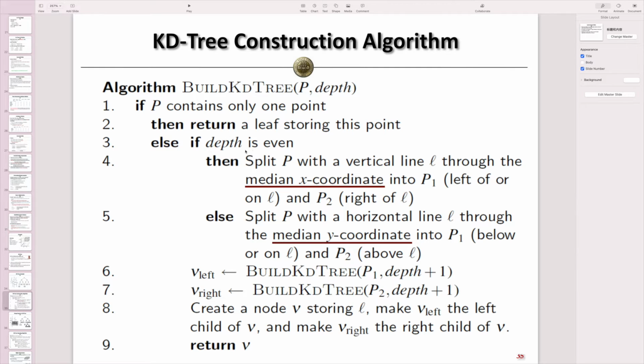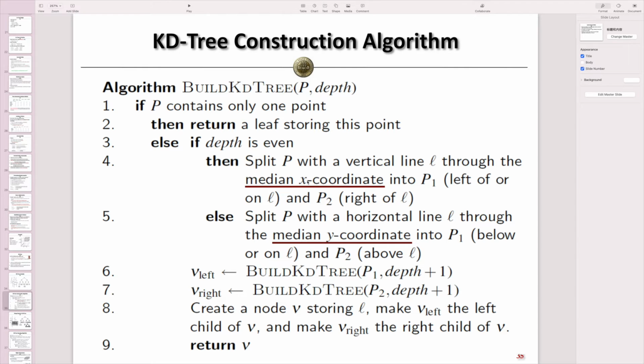Else, if the depth is even, then we can split this space or region according to the x coordinates, and we can draw one vertical line L1 through the median x coordinate into two regions P1 and P2. P1 corresponds to the left region of L1, and P2 denotes the right region of L1. We need to pay attention here. We use the median x coordinate as the splitting criterion. In other words, we can ensure that half of all the data points will be on the left-hand side and half of them on the right-hand side.